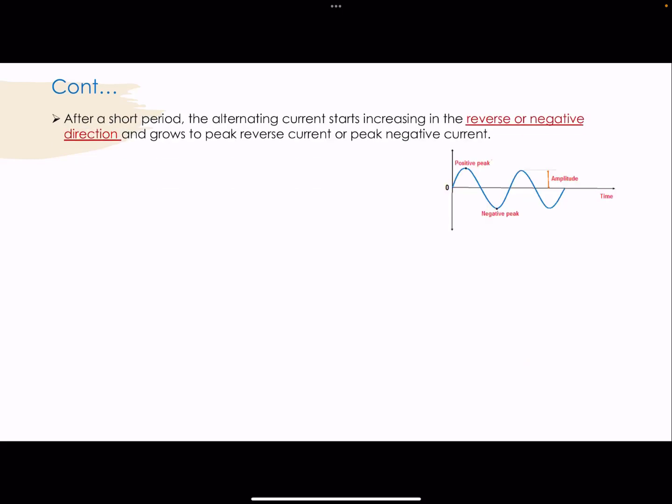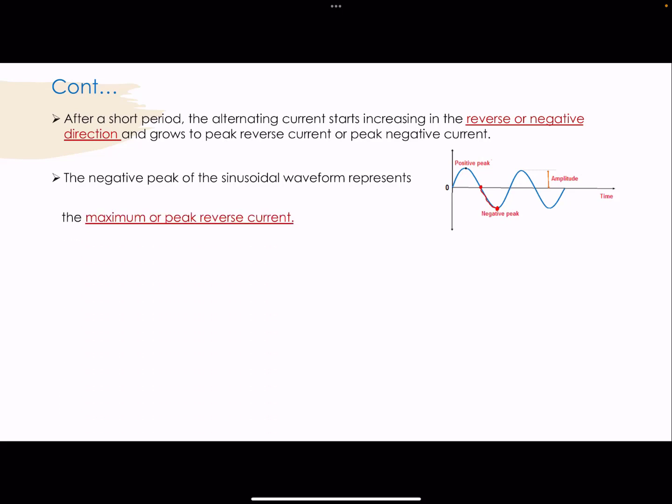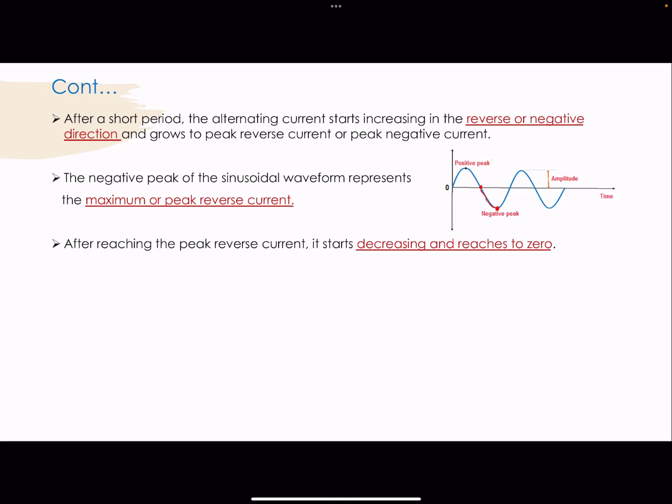After a short period, the alternating current starts increasing in the reverse or the negative direction and grows to the peak reverse current or the peak negative current. So after reaching the point 0, it starts increasing in the reverse or negative direction and it reaches the negative peak current. The negative peak current of the sinusoidal waveform represents the maximum peak or the peak reverse current, and after reaching the peak reverse current, it starts decreasing and reaches the point 0 again. Likewise, the alternating current continuously changes its direction in a short period.